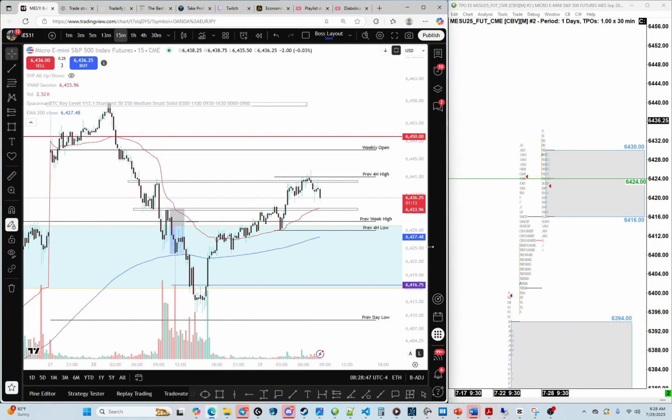That's my pre-market analysis, and at this point, we'll just wait until the market opens here for the stock market, and then we'll run it from there.